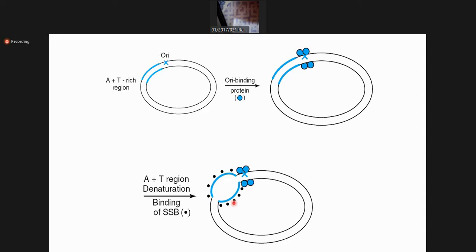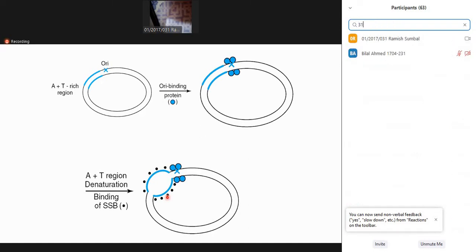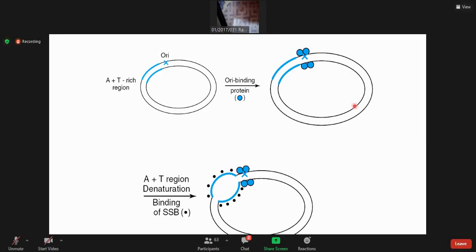nuclease enzymes. Ramesh, can you please switch off your camera? Ramesh. Okay.